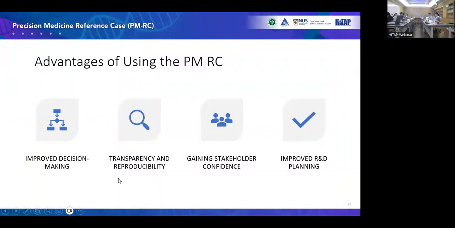So the advantages of using this PMRC as a supplement to the generic RC are to improve your decision making, to provide a relatively unbiased, more standardized estimate of cost-effectiveness outcomes. It also improves the transparency and reproducibility of the findings. And by engaging stakeholders early, it will gain their trust and confidence in using the technology or designing better clinical pathways. And for the early economic evaluation part, it can improve the planning for research and development.